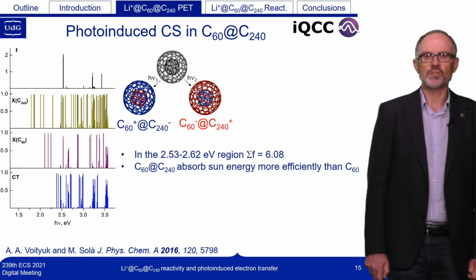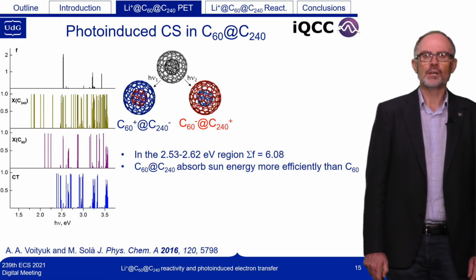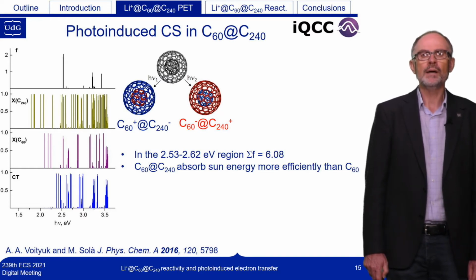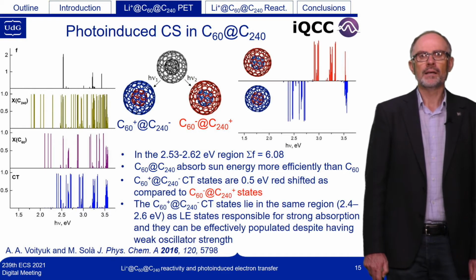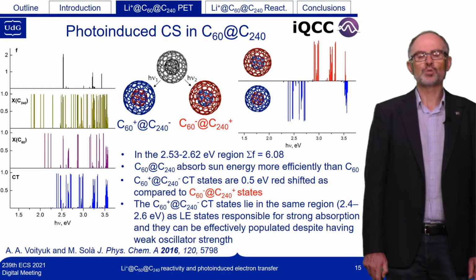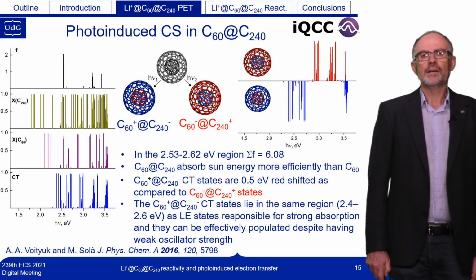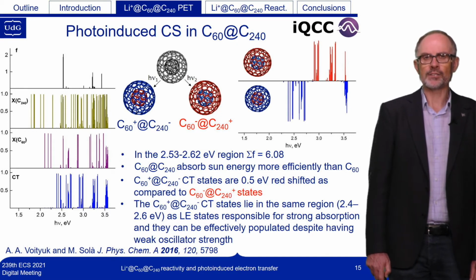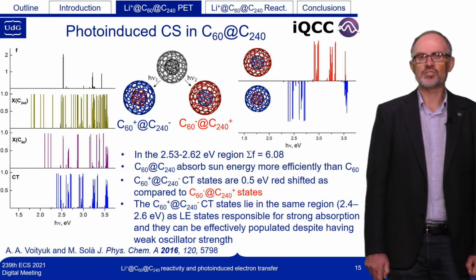Among charge transfer excitations, there are two types: those that generate a positive C60 and a negative C240, in blue, and those that generate a negative C60 and a positive C240, in red. The blue ones, so those that have C60 plus, C240 minus, are 0.5 electron volts lower in energy as compared to the red ones, leading to C60 minus, C240 plus states.